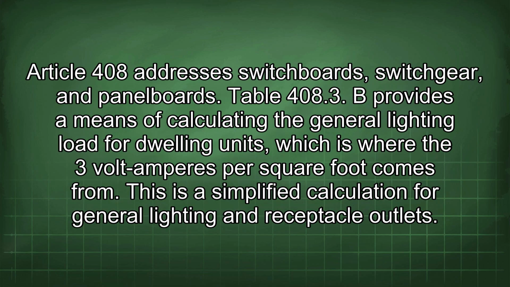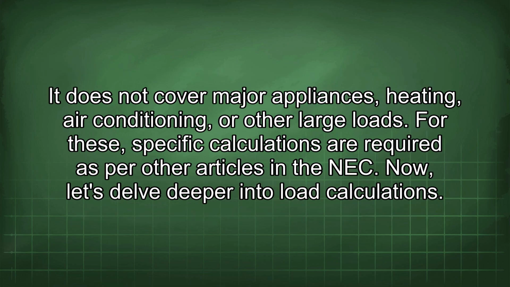Article 408 addresses switchboards, switchgear, and panel boards. Table 408.3.B provides a means of calculating the general lighting load for dwelling units, which is where the 3 volt-amperes per square foot comes from. This is a simplified calculation for general lighting and receptacle outlets. It does not cover major appliances, heating, air conditioning, or other large loads. For these, specific calculations are required as per other articles in the NEC.